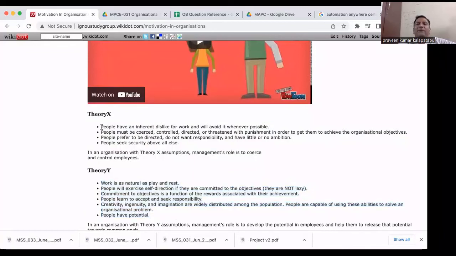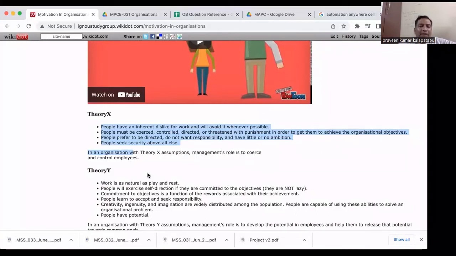Basically, theory X people always think that if I don't monitor, people will run away. I need to control. If I don't monitor somebody doing this particular job, they might do it in a bad way. So here it is more stringent and it is more directed, controlled, the way theory X people really think about it.